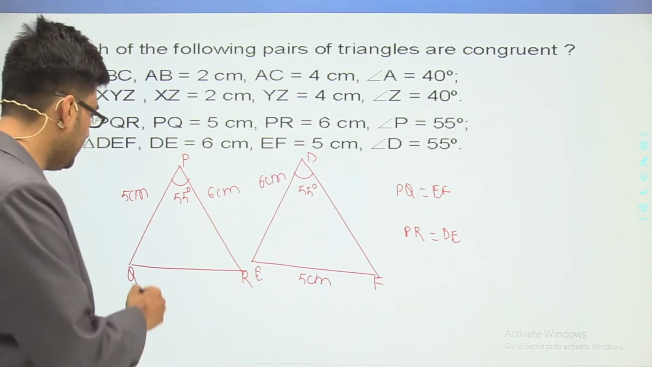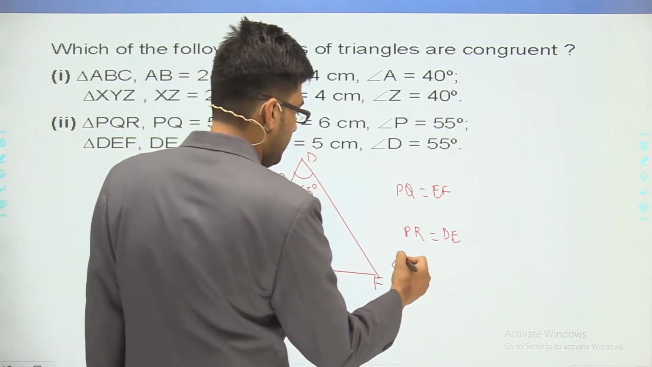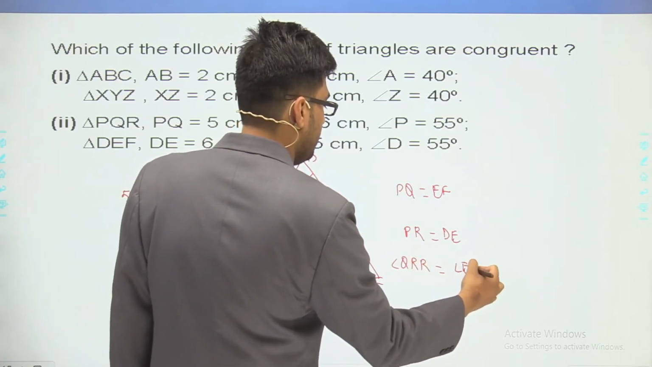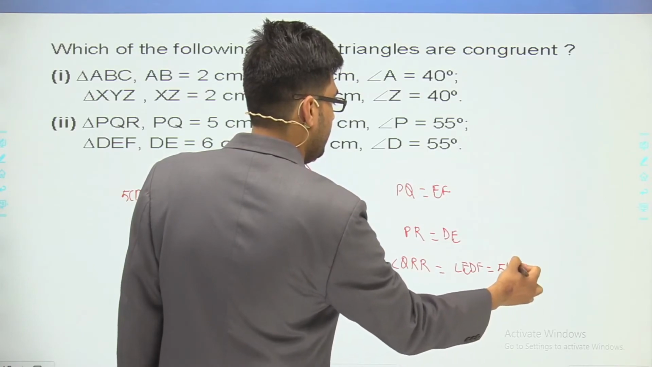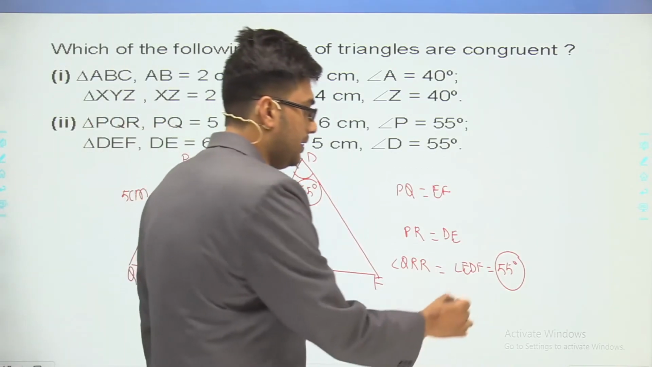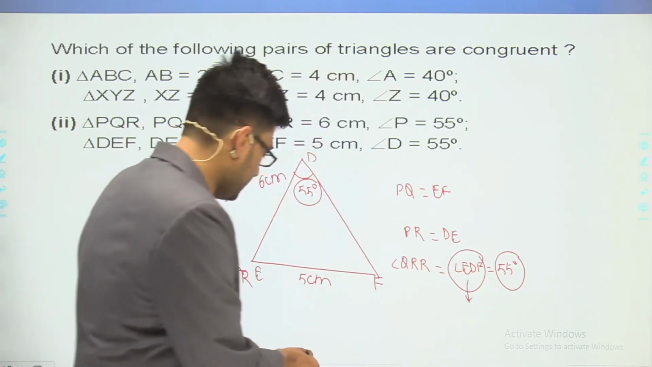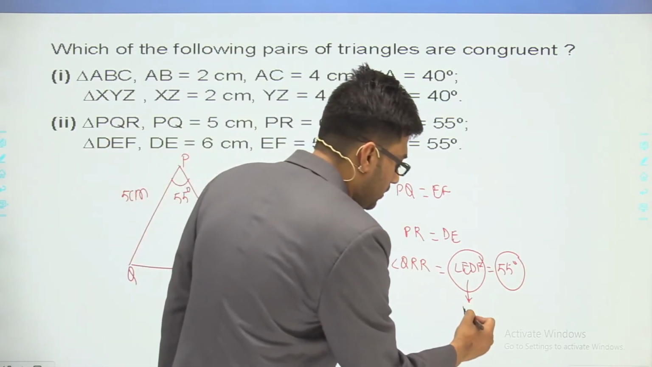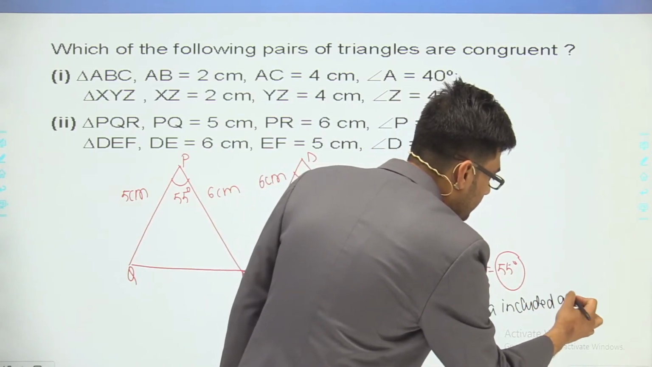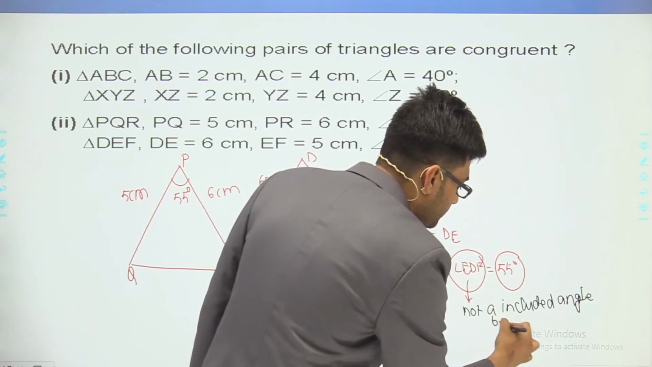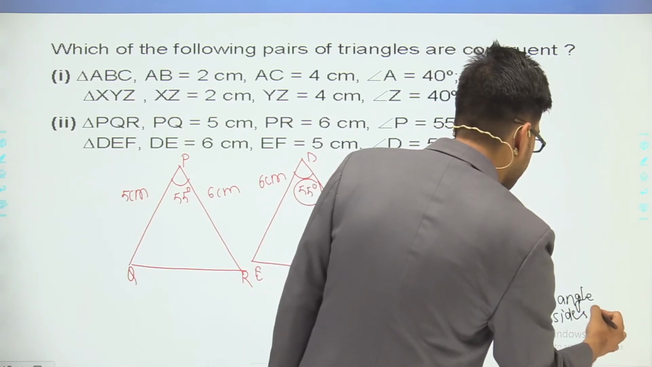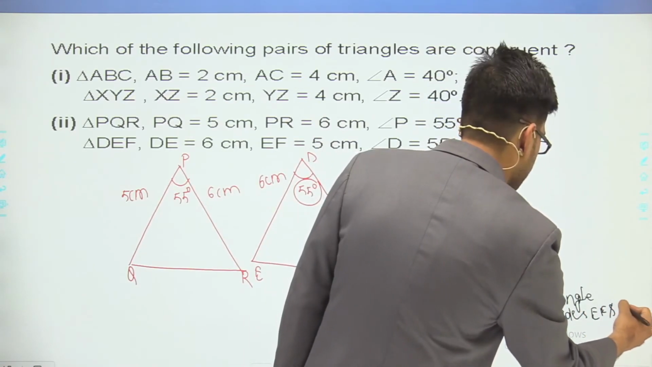But students, here angle QPR and angle EDF, these are equal to 55 degree. But students, this angle 55 degree is not included angle. It is not a included angle between sides EF and DE.